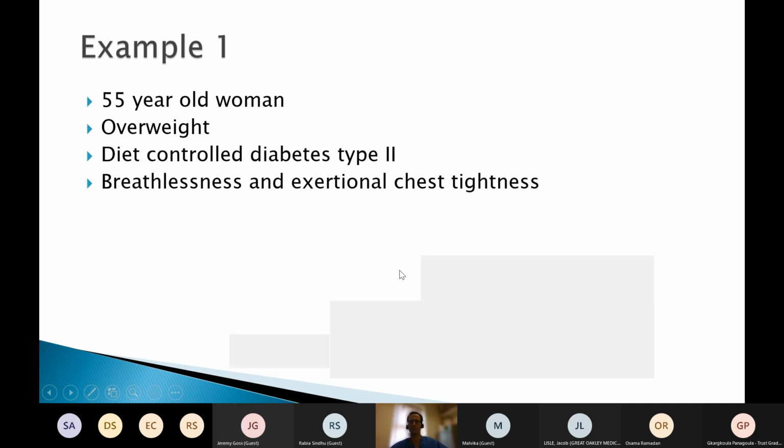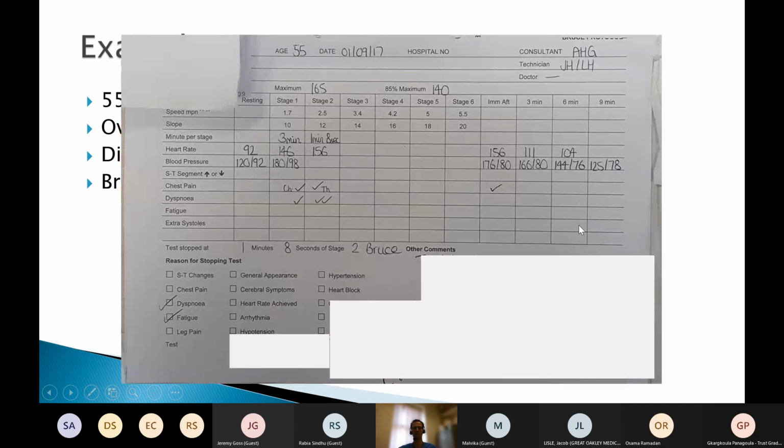So let's have a quick example of an exercise test. Imagine we have a 55-year-old woman who's overweight. You might immediately tell me that in women, exercise tests are not as discriminatory as in men, and that's absolutely true. If she's postmenopausal, then this becomes useful again, but premenopausal women do tend to get ST depression as a normal finding on their exercise tests, so it's not so helpful. But this lady's overweight with diet-controlled diabetes. She's got breathlessness and exertional chest tightness, so she does an exercise test.